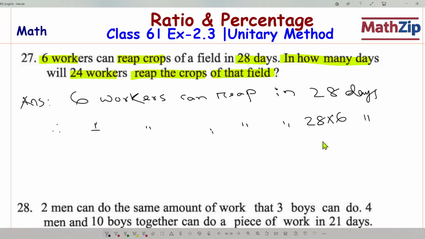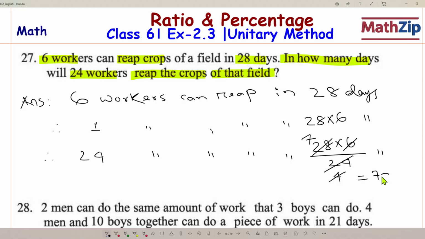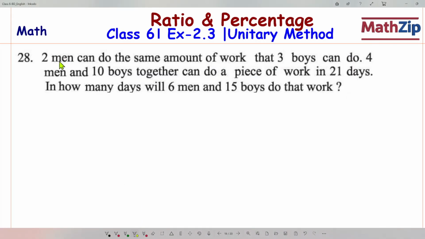It means need more days. And finally, 24 workers can reap in 28 times 6 by 24 equals to, so 24 divided by 6, it's a 4, and 28 by 4 is a 7. So need 7 days. Okay, so our answer is 7 days.